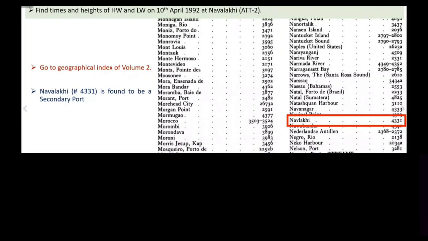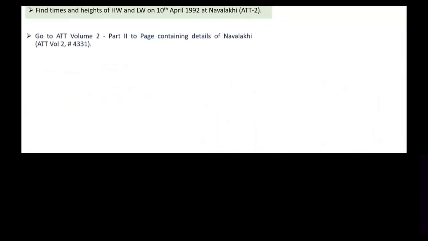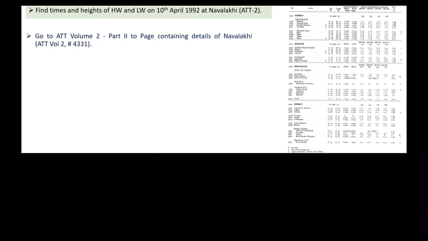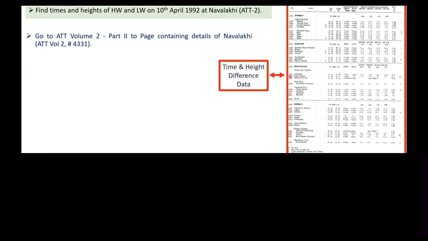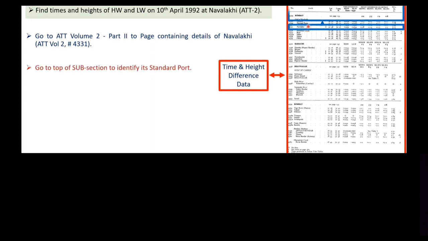From the geographical index of ATT Volume 2, go to ATT Volume 2, Part 2, to the page which contains details for Navalaki, where the information is in ascending port number. So we reach 4331. So here, this is the page which contains data regarding the time and height difference. On this page, here we have 4331 Navalaki. We go to the top of this subsection here, and we find that Bombay happens to be the standard port for Navalaki.